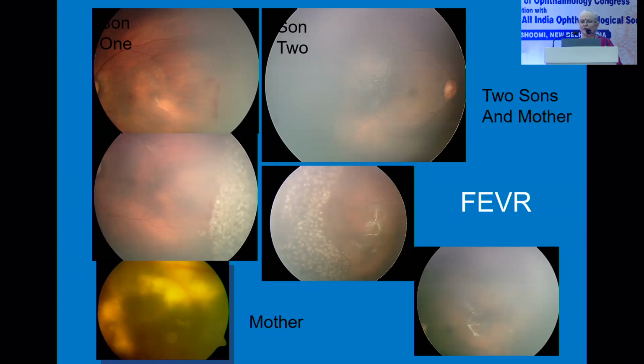So if you have a baby who looks a little different, for example here you can see there are new vessels, but there's no plus. Then it should alert you to ask why there's no plus, because stage 3 should always be accompanied with plus. Then you examine the mother and you find that she is blind in one eye and has exudation in the other eye. So then you know that this is FEVR and it is not ROP.